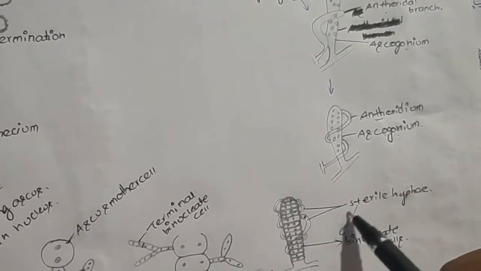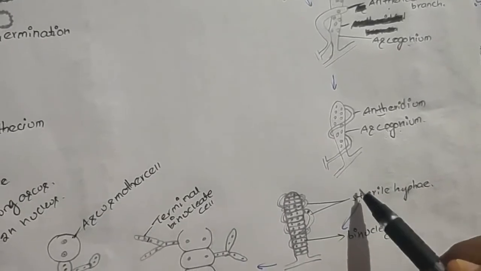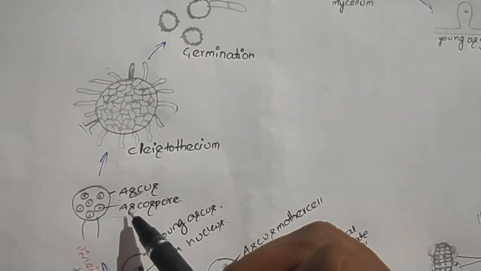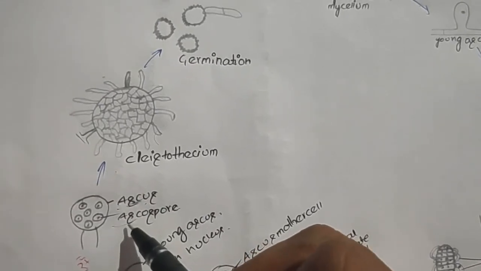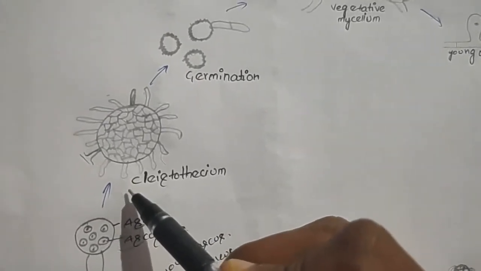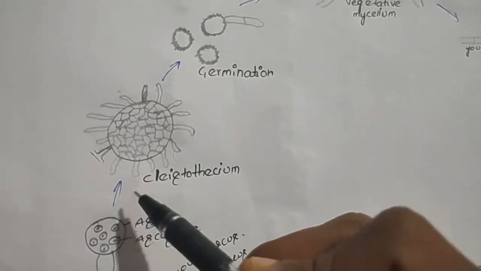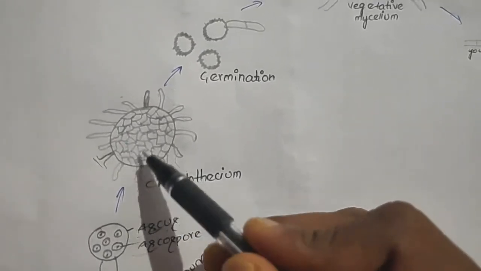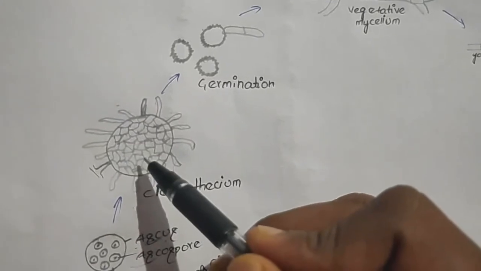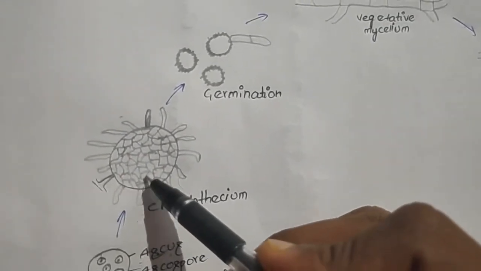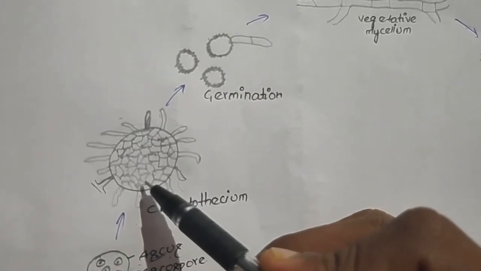During the formation of the ascogonium and antheridium, some sterile hyphae are also developed along with these two. After the formation of the ascospores, all these sterile hyphae and ascospores combine to form a round fruit-like body known as the cleistothecium. In this, the asci are arranged irregularly in the cleistothecium. These ascospores may be globose, elliptical or lenticular in shape.